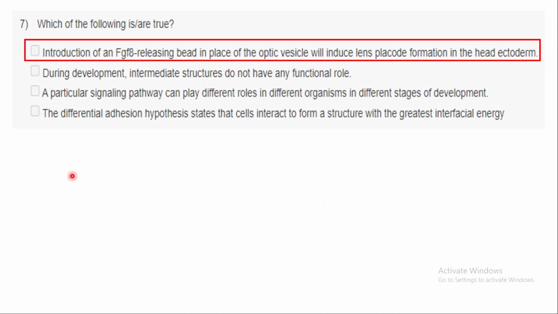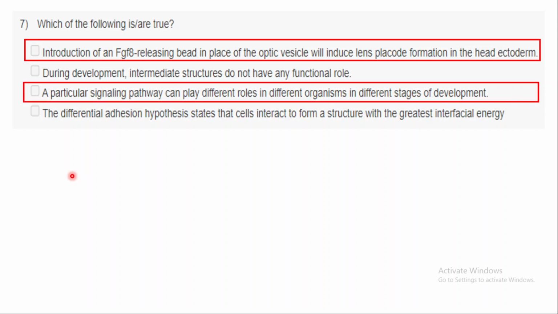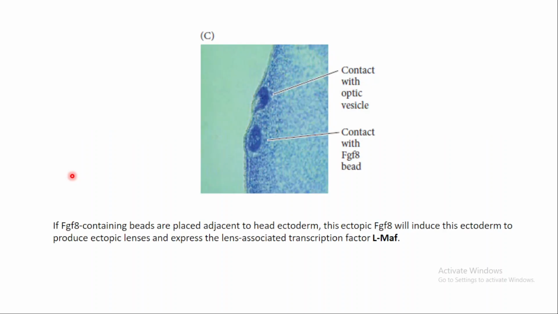Option 1 is correct. If you introduce an FGF releasing bead in the place of the optic vesicle, it will induce lens placode formation. Option 3 is correct. A particular signaling pathway can play different roles in different organisms in different stages of development. And these two statements are correct.